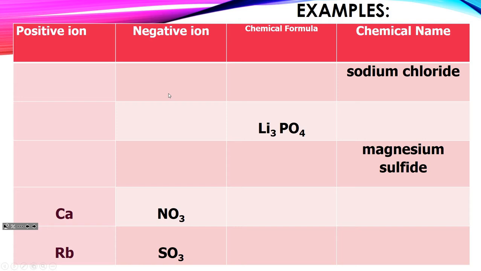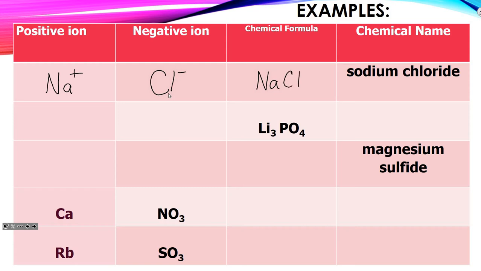Okay, so let's go and do some examples. As we look at either a name or a formula, we should be able to pull everything out of it. Okay, so here we go. Sodium chloride, we just did that one. Positive ion was what? Sodium, Na, and it had a positive 1 charge, right? Negative ion was Cl, and it had a -1 charge. The chemical formula was what? NaCl. Okay, we just did that one. That's why I went through that one fast.